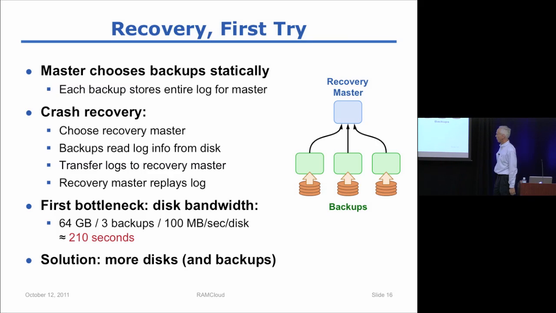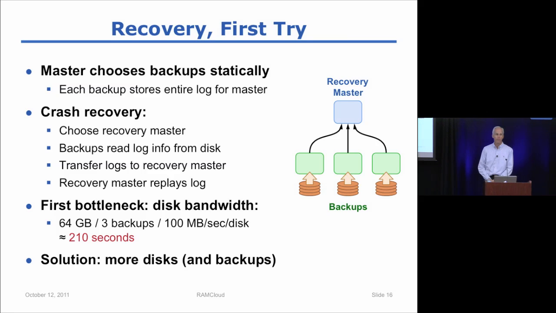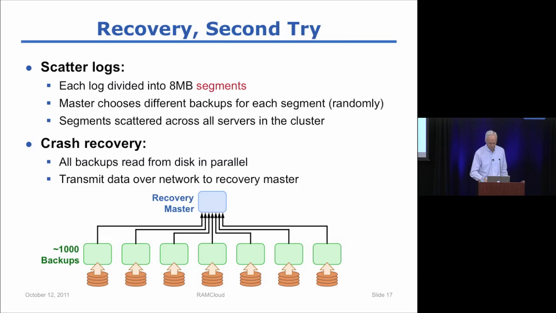The problem with this, of course, is it takes way too long. The disks are going to be the first bottleneck. With 3 disks to read 64 gigabytes of data, you're talking around 3 or 4 minutes. So we're 2 orders of magnitude off our 1 to 2 seconds. The solution is to use more disks and more backups working in parallel.